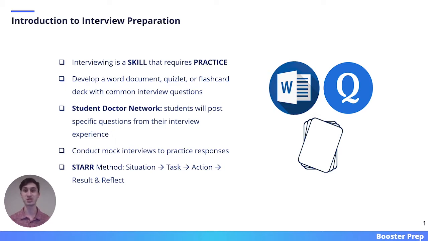So first you have situation, where you describe the background of the experience. Second, you have task, where you describe the task at hand and your role within the experience. Third, you have action, where you talk about your actual work in that experience as well as the reasoning behind it. Finally, you have the result and the reflection. So you describe the outcome of the experience and reflect on the lesson you learned from it.